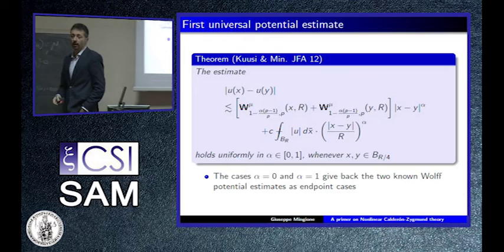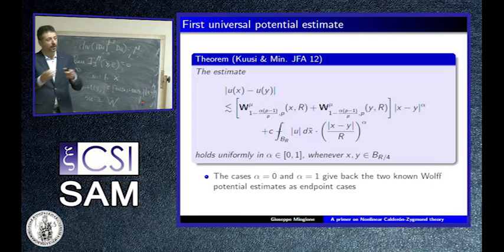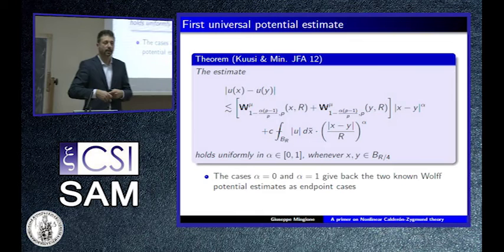So essentially, we see that for alpha equal to 0, we get Kilpeläinen-Malý. For alpha equal to 1, we get the gradient estimate. In between, we get a new family of estimates that are bound to control the oscillations of the solution.